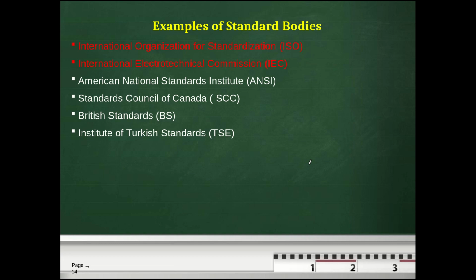These standard units and values exist because some people come together to organize how we can measure the meter, or how we can measure the voltage. These are some of these standard bodies: International Organization for Standardization, International Electrotechnical Commission, and American National Standards Institute. So this is like an institute of Turkish standards.